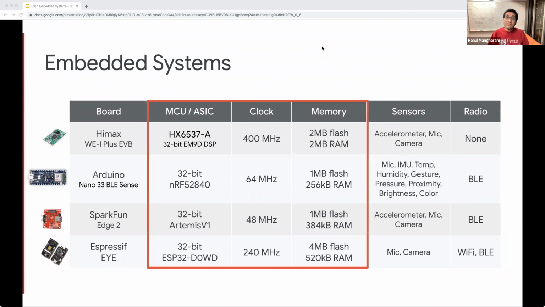In addition, the embedded system has a microcontroller, which has got the processing engine and the memory, and they're tightly coupled together. Now, there are differences in there as well. As you can see, the clock speeds go all the way from 400 megahertz to as low as 48 megahertz on the SparkFun Edge 2. That said, they are roughly in the same ballpark, and they're all in the order of megahertz, not gigahertz. As for the memory, they're also very limited. They have a very little bit of flash, very little bit of RAM. So these embedded systems are roughly the same in terms of the constraints.